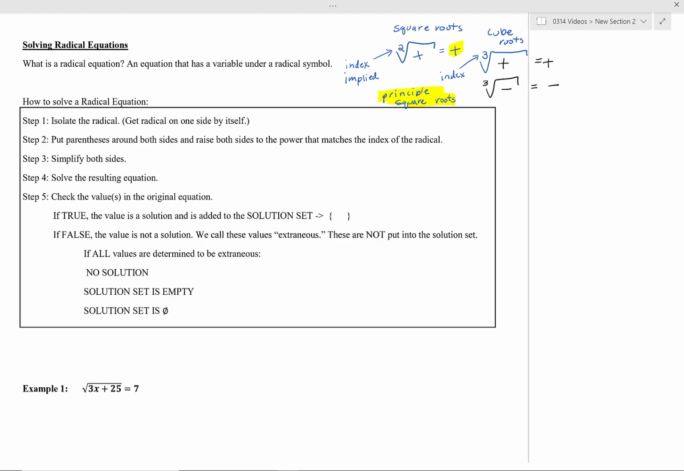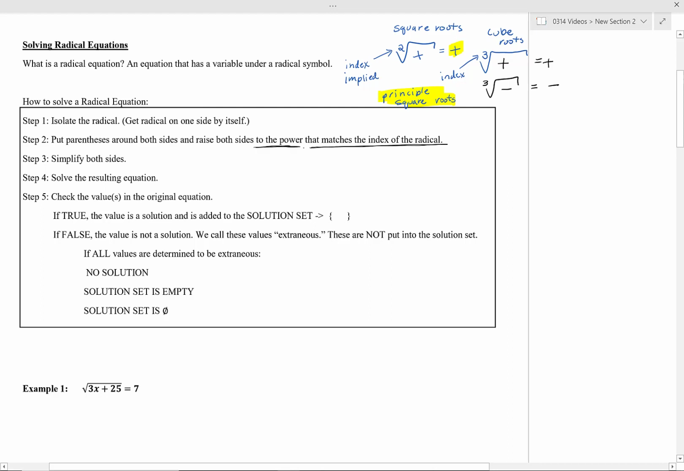When we were talking about an introduction to radicals. So how do we solve a radical equation for x when it's underneath that radical symbol? Well, our steps are going to be to isolate the radical first. That means we want to get that radical symbol and everything underneath it by itself on one side. Step 2 is we're going to put parentheses around both sides, and we're going to raise both sides to the power that matches the index of the radical.